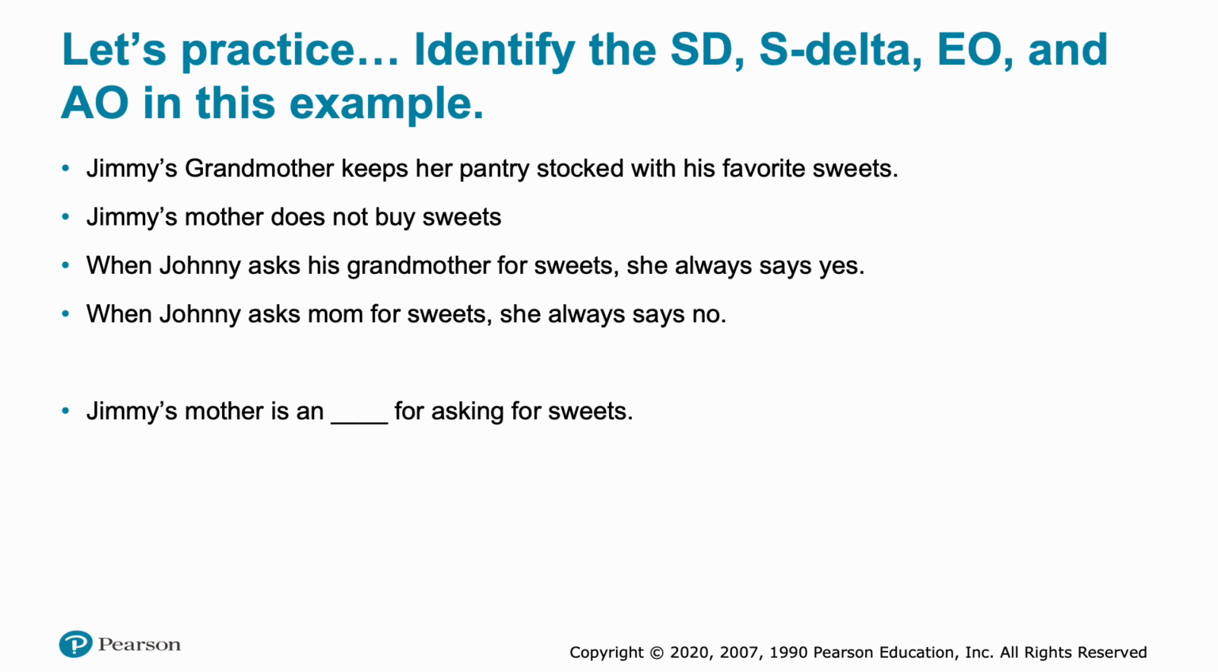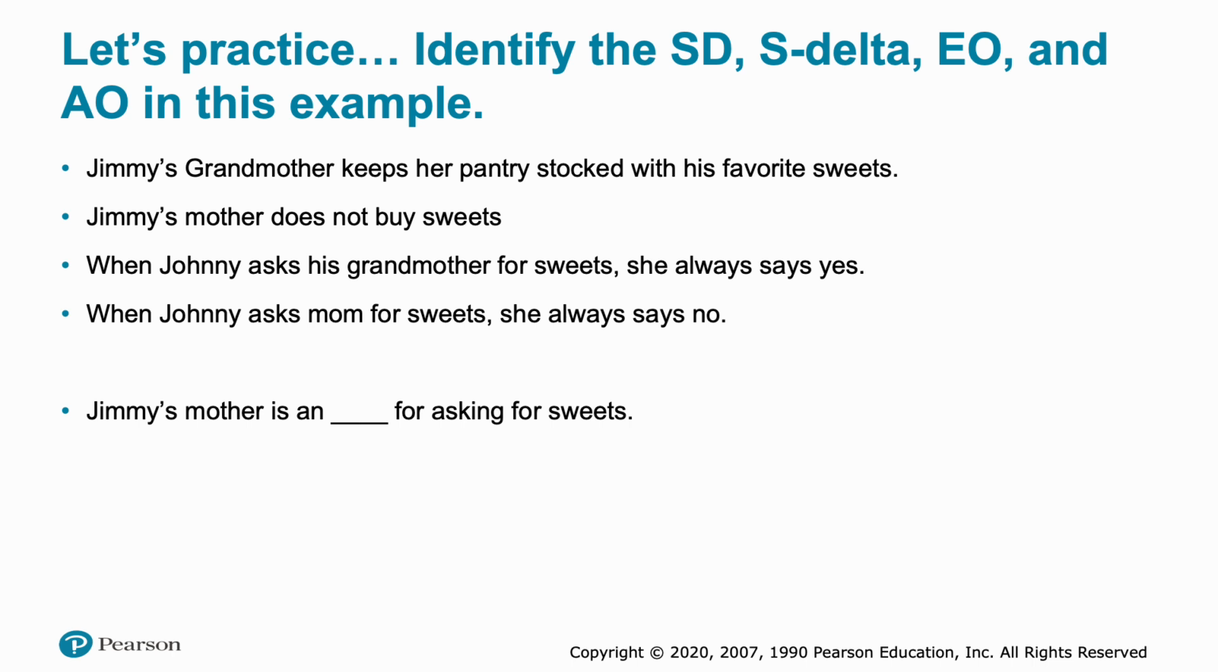Okay, so now I want you guys to practice distinguishing between the different types of terms, or the different types of antecedent stimuli. We have SDs, S deltas, establishing operations, abolishing operations, and I also want you to practice using the terms evokes, abates, establishes, abolishes. So I threw some little examples in there for you. So I created a little scenario for you guys.